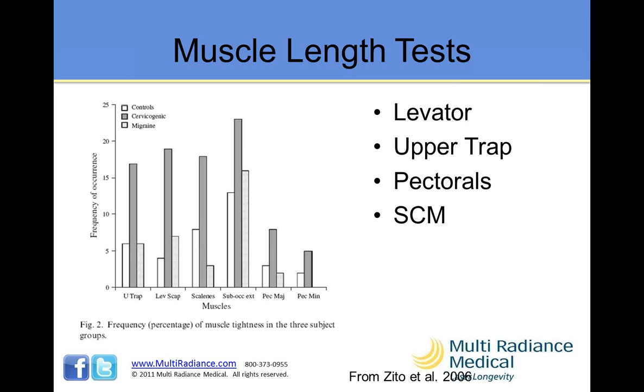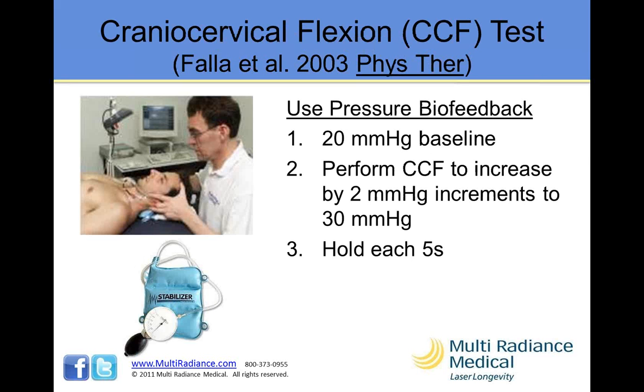Next, we'll take them into our standard muscle length tests. You're going to use the standard tests for muscle length, particularly looking at these specific muscles. And you can see from this chart that there are higher incidences of specific muscle tightness in patients who have cervicogenic headaches compared to those who have migraine headaches and controls. These muscles that tend to be tight in the cervicogenic headache population are levator, upper trapezius, pectorals, and the sternocleidomastoid. Now you might start to see a little pattern come out of this and say, those muscles sound familiar. Keep your eye on those muscles for a second.